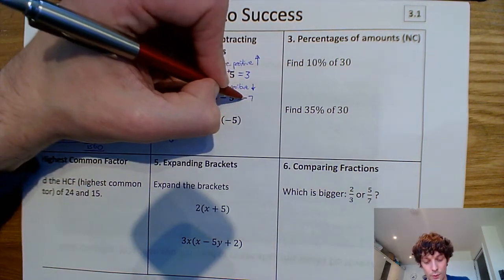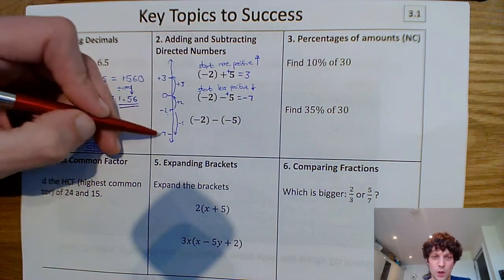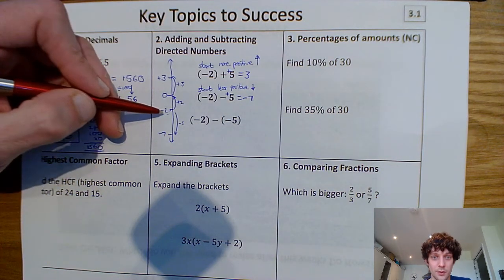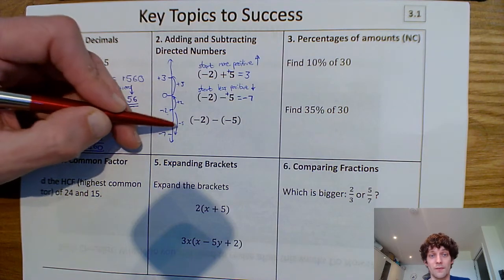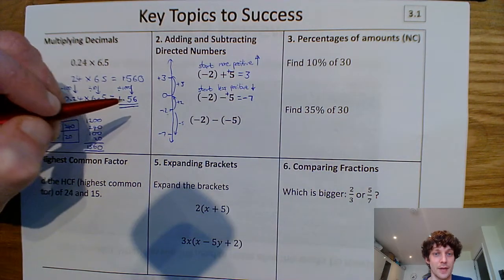Okay, and if you're not sure, you can count that with your fingers, but we should know 2 plus 5 is 7. So if I go from negative 2, I'm going 5 more negative, I get to negative 7.